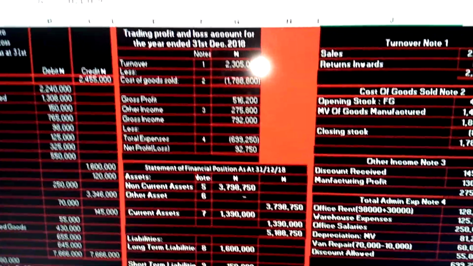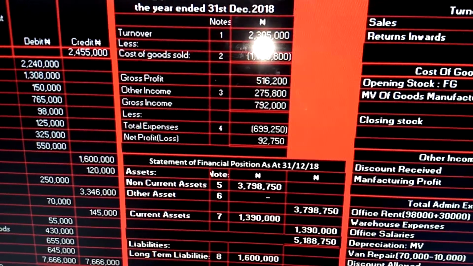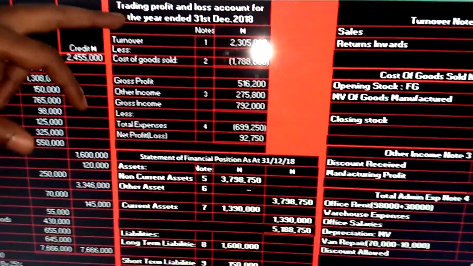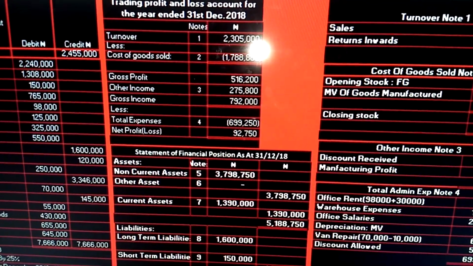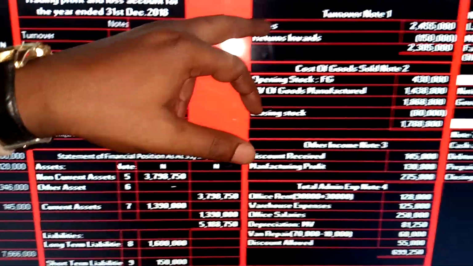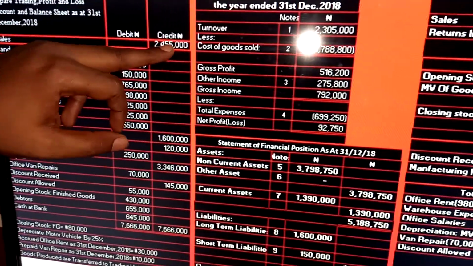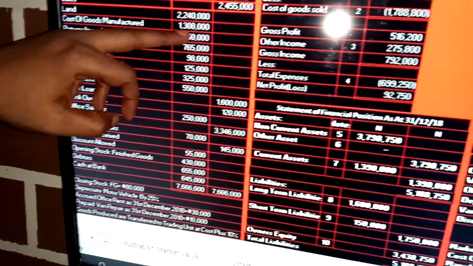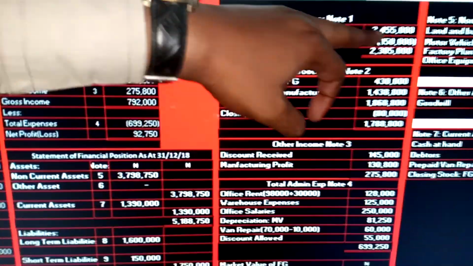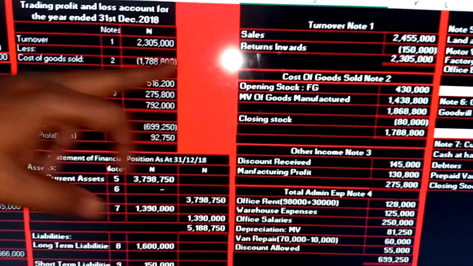Okay, so let's go. Let's prepare the trading account. We have the trading profit and loss account for the end of November 2018. You already know how to prepare it. Turnover is a function of your sales and returns inward. So that's note 1 here. Sales 2,455,000 is in the question. We have returns inward 150,000, also in the question. So 2,455,000 minus 150,000 is 2,305,000.